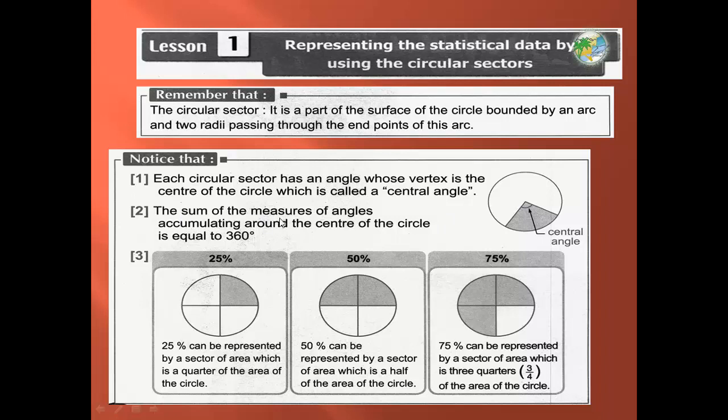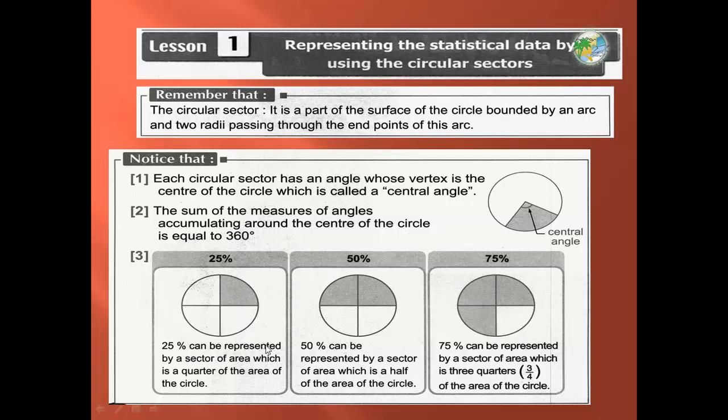The sum measure of angles accumulating around the center of the circle is equal to 360. All the angles around the center are called the accumulative angle, and it equals 360. Okay? The sum measure of angles accumulating around the center of the circle is equal to 360.